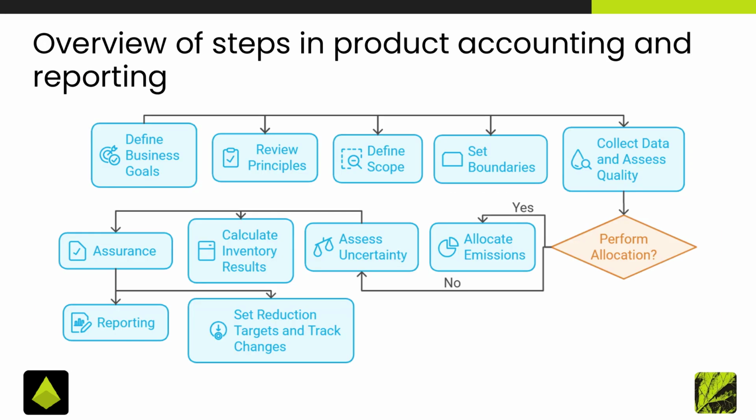Here's a bird's-eye view of the steps in product accounting and reporting. We start by defining business goals, reviewing key principles, and setting the scope and boundaries. Next, data collection and quality assessment lay the foundation. The path then splits, where allocation may or may not be necessary, followed by calculating inventory results and assessing uncertainty. Once emissions are allocated, set reduction targets and track changes. Finally, assurance and reporting complete the process, ensuring transparency and credibility. Each step is interconnected, guiding you through the life cycle assessment with precision.